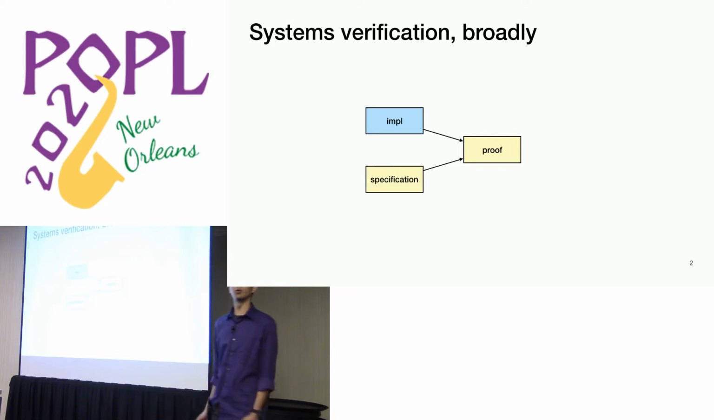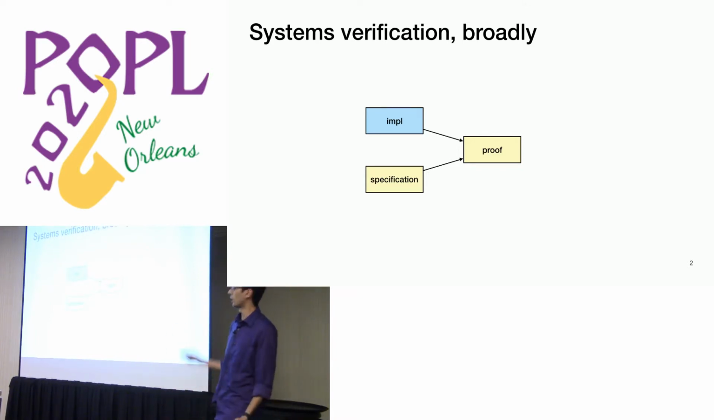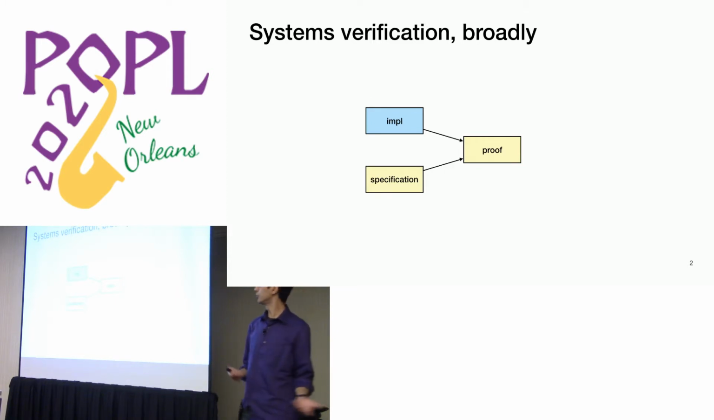I'm going to talk about verifying code written in Go using calc. Broadly speaking, when we do systems verification, we have an implementation and we have a specification. I'm using blue to indicate the implementation language and this pale yellow to indicate calc. And we want to connect the specification to the implementation somehow using a proof.